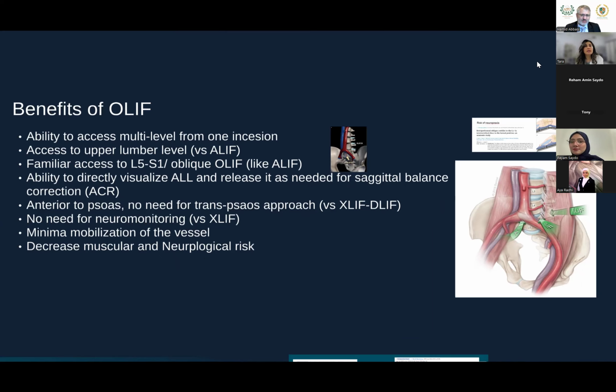Ability to directly visualize the anterior longitudinal ligament and release the anterior compartment when it is needed for the correction of the sagittal balance. Its approach is anterior to the psoas muscle. Unlike XLIF or DLIF and other LLIFs, you do not have to go through the psoas muscle. No need for neuromonitoring itself is another benefit, but imagine going laterally, through XLIF, through the psoas muscle with no muscle relaxant and the patient under neuromonitoring. There is no need. There is also minimal mobilization of the blood vessels unless ACR, anterior column release, is needed. Otherwise, there is no need for vessel transposition. However, if needed, a minimal transposition of the vessels can show us the ALL, and of course, decreased musculature and neurological risk due to all the above reasons that I have mentioned.